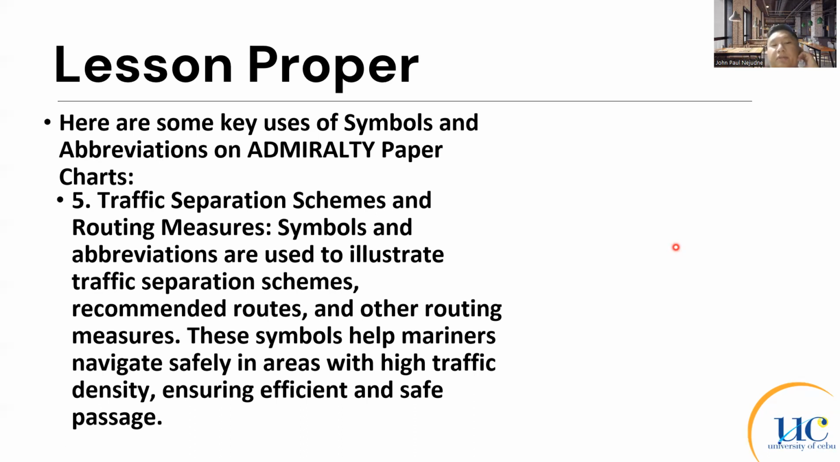So there are illustrations on traffic separation schemes, recommended routes, and other routing measures. These symbols help mariners navigate safely in areas with high traffic density, ensuring efficient and safe passage. So let's say for example, you are a deep draft vessel, you can use the deep water route, right? You must pass there if you are a deep draft vessel because it is provided for by the chart that it is the route for you to pass safely. So for recommended routes, there is an established traffic law, a recommended traffic flow that you follow. If it is established, you need to follow it. Because if you go counterflow, you will be called by the VTS, and you will be reported for endangering the other vessels.